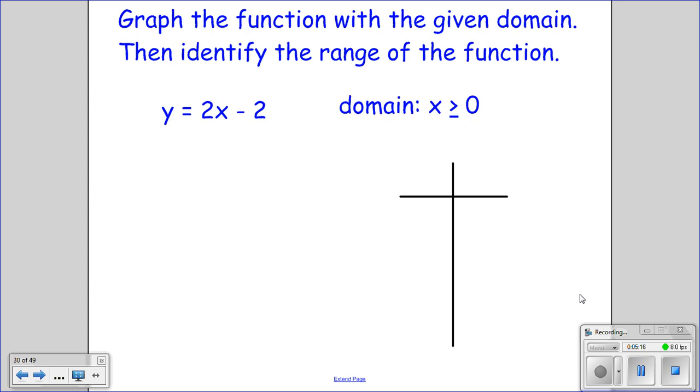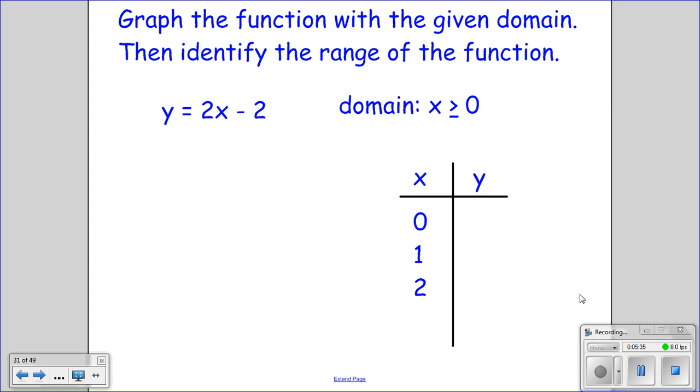We're going to graph the function with the given domain and also identify the range of the function. Our equation is y equals 2x minus 2. It's already in y equals format, but we have a constraint on our domain. It says that the x's have to be greater than or equal to 0.